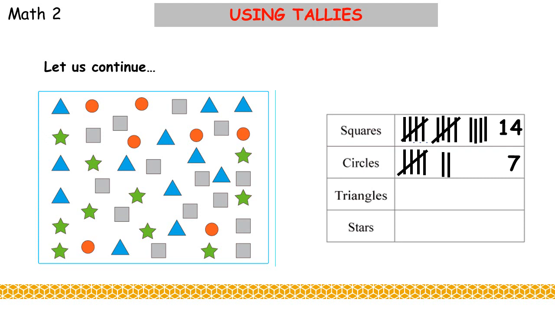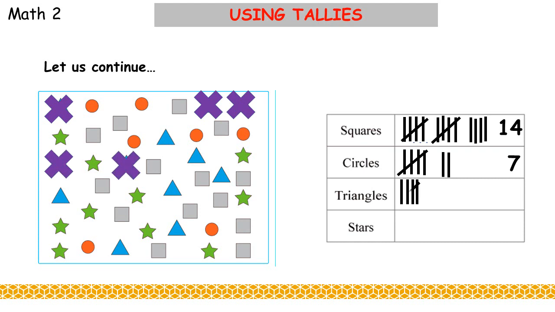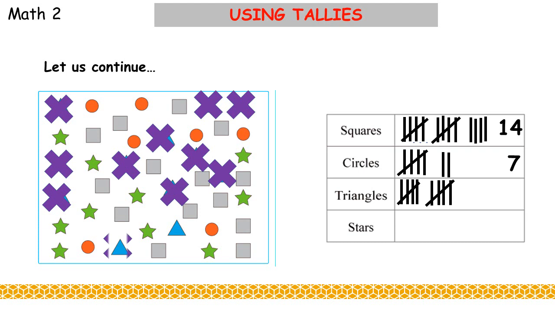Next, we will be counting the triangles. How many triangles do we have? You're right. We have 12 triangles.